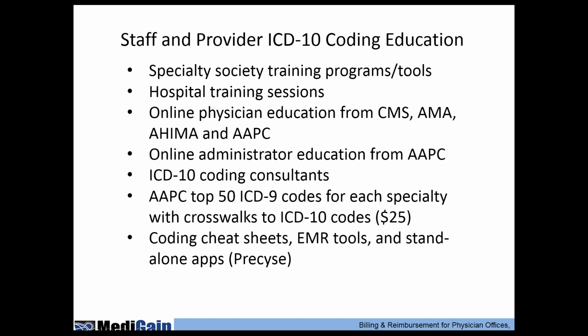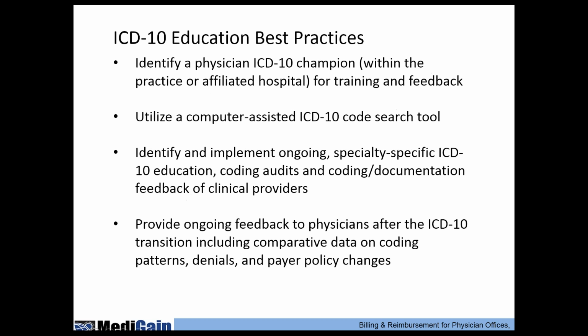As I mentioned, I hope one of the take-homes from this is that everyone listening to this will get the top 50 ICD-9 codes from the AAPC. It only costs about $25, and I think it's an invaluable resource and a very good place to get started on looking at what are the impacts on your practice. And then look at what are the other tools, whether it's cheat sheets, standalone applications. We give a list of some of those, like the Precise tool, which can go on a smartphone, but what would make good sense for your practice. Next slide, please.